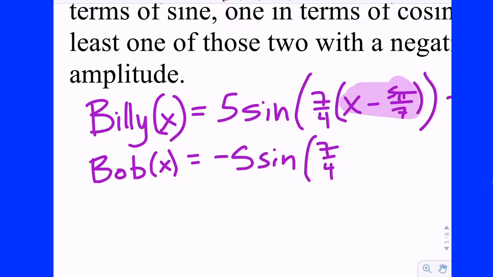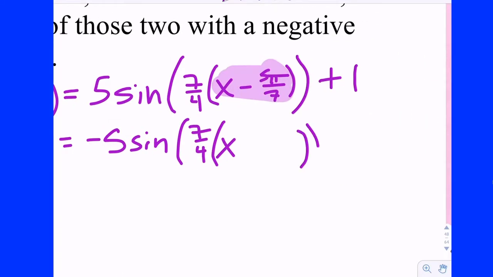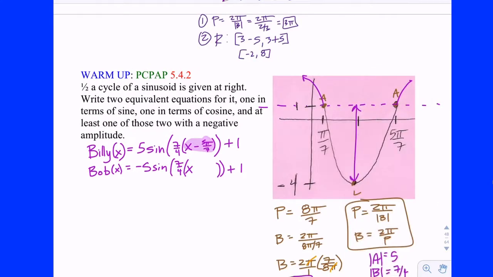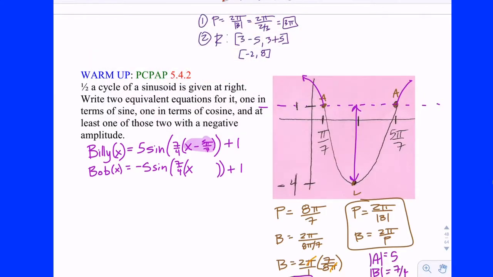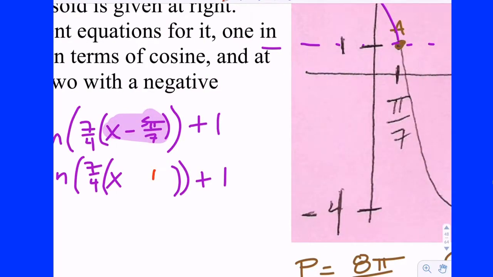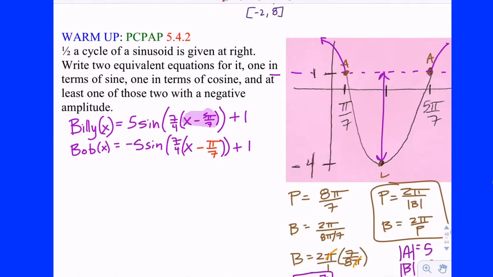A negative sign would be negative 5 sine, 7/4 would stay the same. It would be x plus or minus something plus 1. But negative sign, we're looking for an axis point not going up, rather an axis point going down. Where's an axis point going down? Pi sevenths. So would it be plus or minus? Minus. Good. I need to get to the right. So I wrote one for positive sign, one for negative sign.